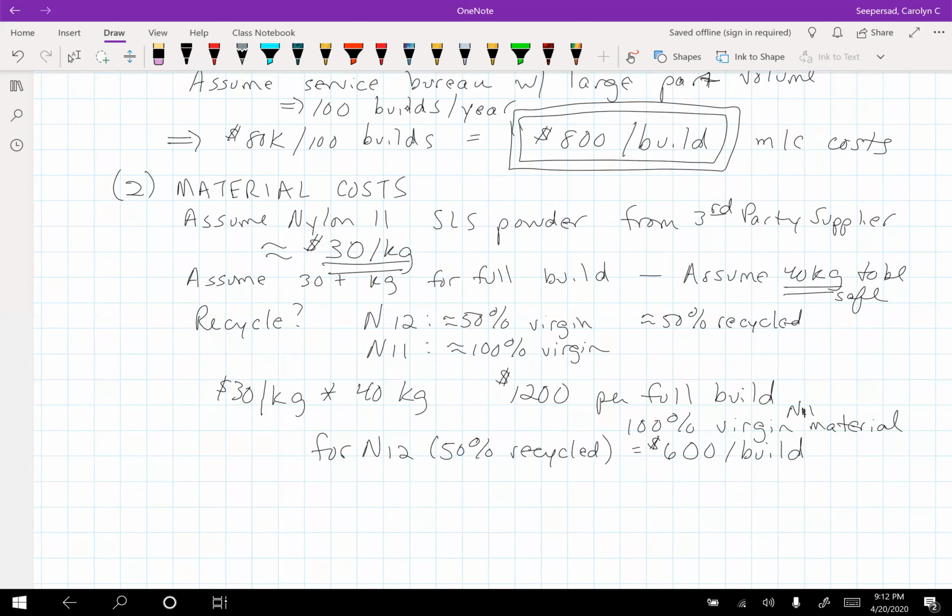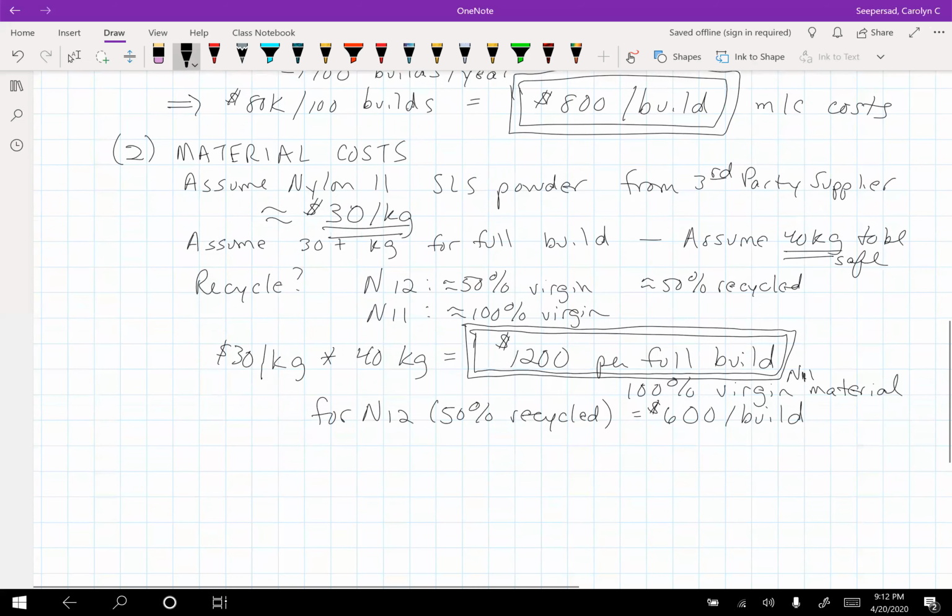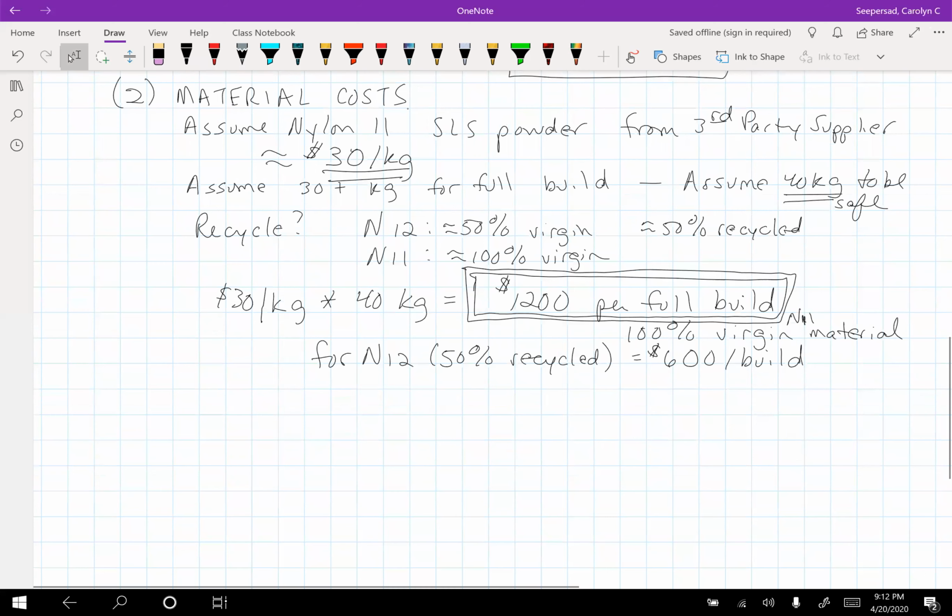But let's box this value because that's something we're going to need later. It's going to cost us somewhere around $1,000 or so to do a full virgin build in nylon 11. Right? Okay.